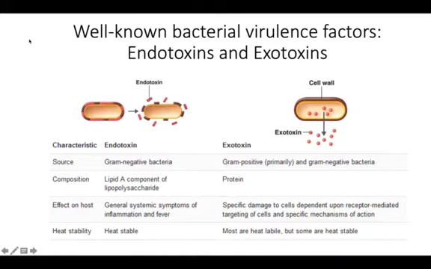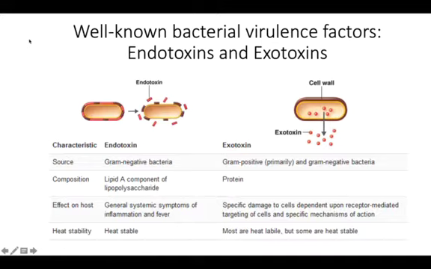Okay, now I'm going to talk about the endotoxins and exotoxins. And you may be very familiar with hearing these, endotoxins and exotoxins. These are the poisons produced by bacterial pathogens. And there are two main groups, endotoxin, and the second group is exotoxin.